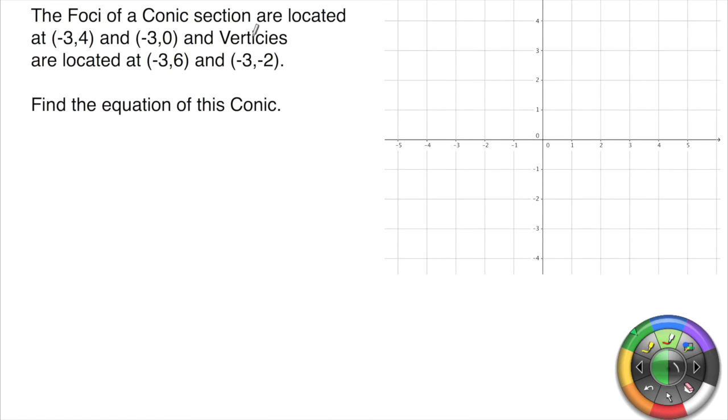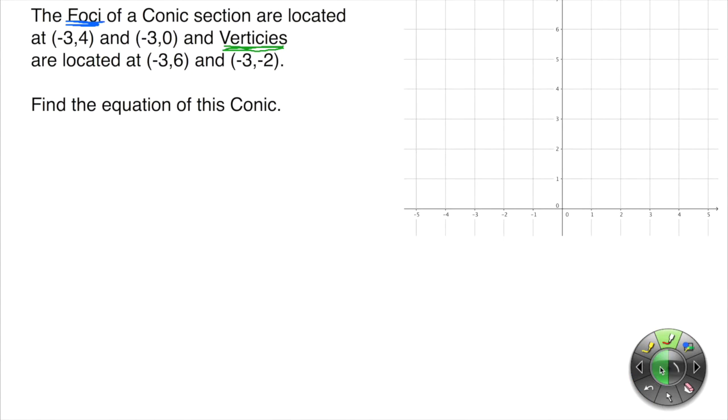All right, so I'm just going to plot these, and I'll color code them. I'll do vertices as green, and I will do the foci in blue. All right, so let's plot these. We'll start with the vertices, (-3, 6) up here. I'm just going to label this V to remind myself that that's a vertex. And then (-3, -2) is someplace down here.